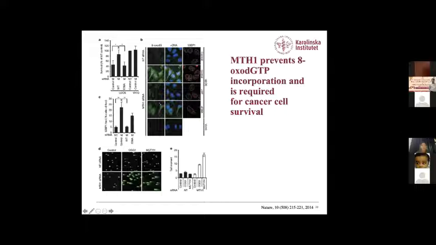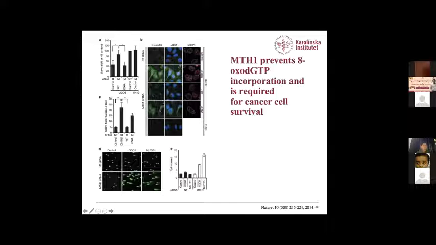And then definitely here, similarly, you can see that they have an increase in 8-oxoguanine in the siRNA compared to the wild type. So one can say that MTH1 prevents 8-oxoguanine incorporation and is required for the cancer cells.